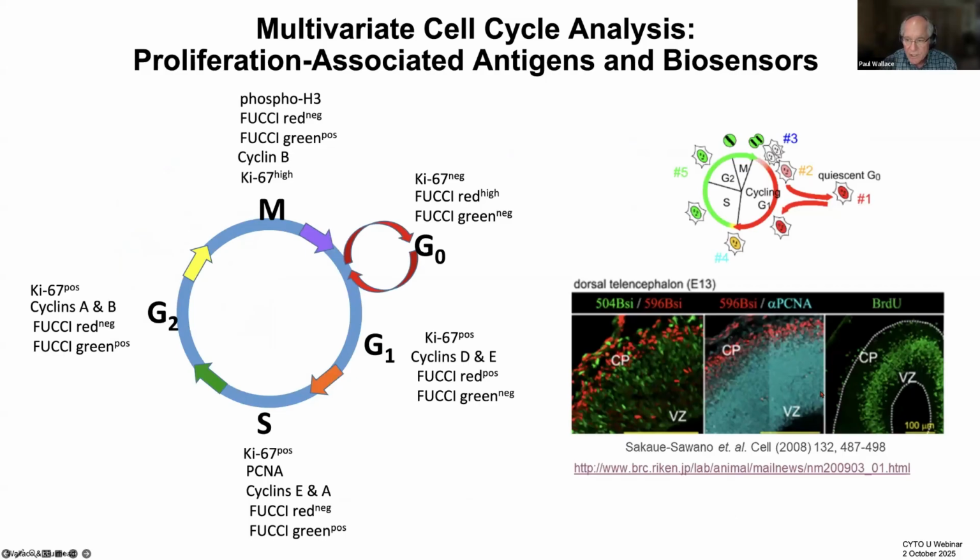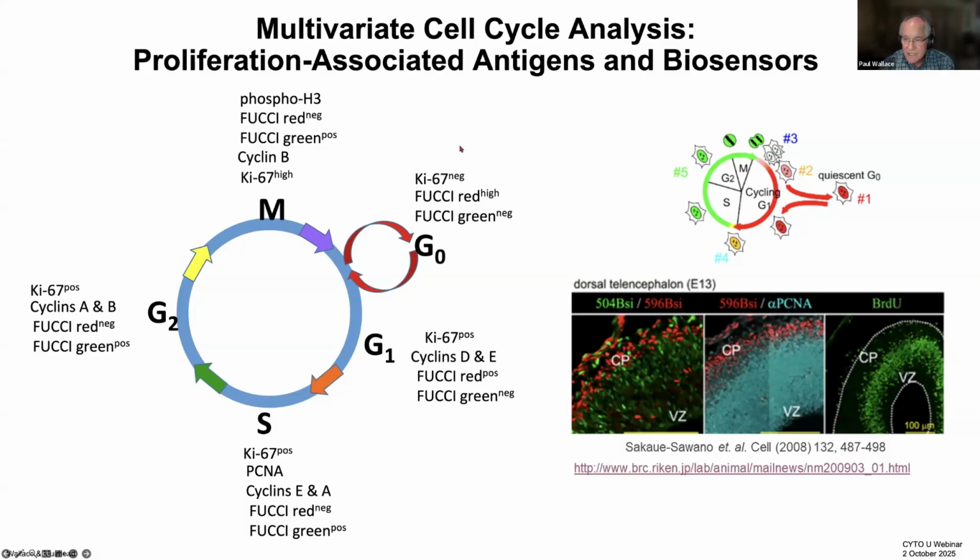Lesson 2 of the proliferation course also describes how proliferation-associated antigens can be used to provide more detailed cell cycle analysis than is possible with DNA content alone. These include proteins associated with DNA synthesis, the PCNA, Ki67, the phospho-H3, the cyclins, etc.